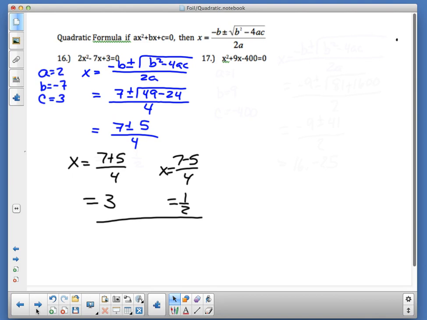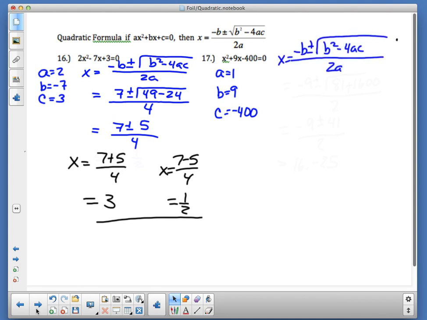A is 1. You just have to remember, leading coefficient: if the coefficient's not there but the x squared is, that coefficient is just a 1. So your A is 1, your B is 9, your C is negative 400. Now, when you plug everything in, it looks pretty ugly. But remember, it's kind of a friendly one to figure out if you choose to do it this way.